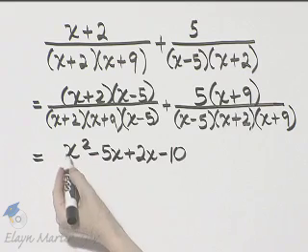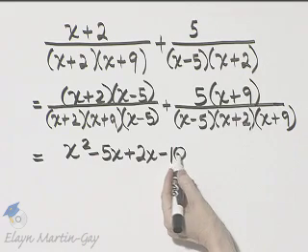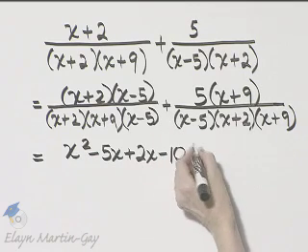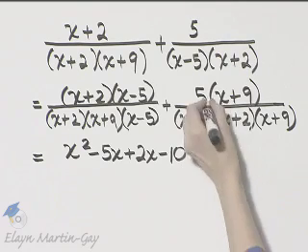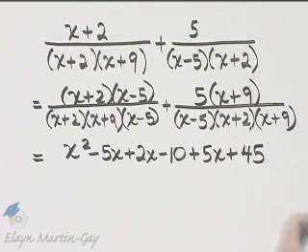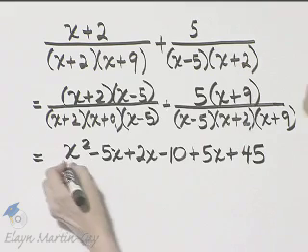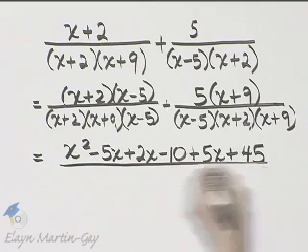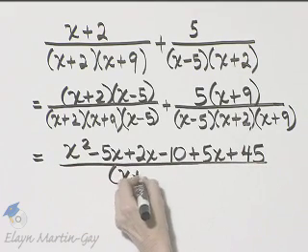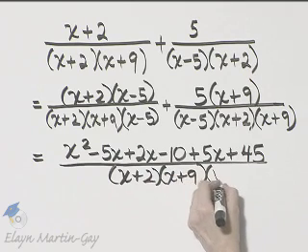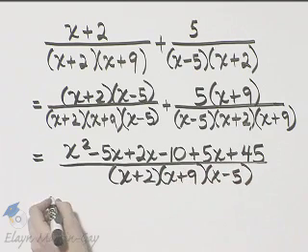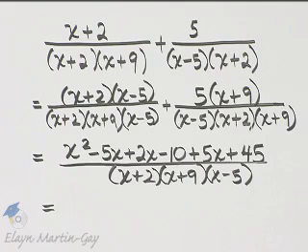And then I'll continue, so it's numerator plus numerator. 5 times x is 5x, plus 5 times 9 is 45, and that is all over a single denominator, x plus 2, x plus 9, and then x minus 5. Let's go ahead and simplify in the numerator.